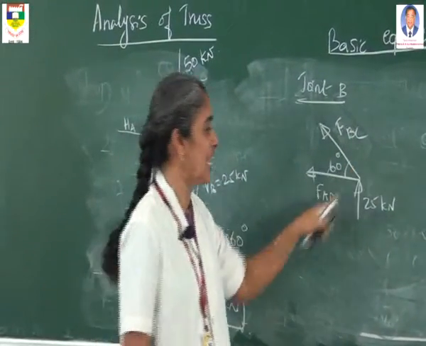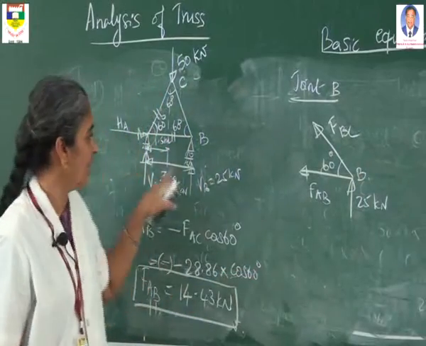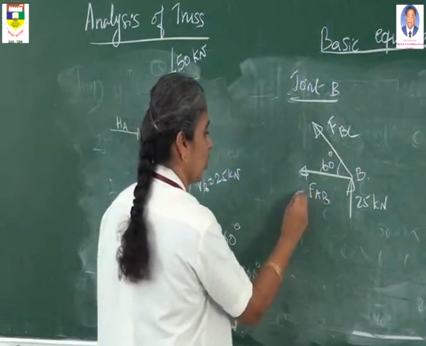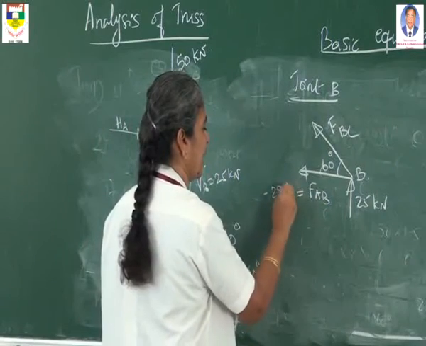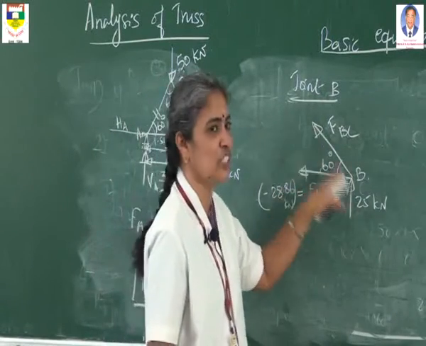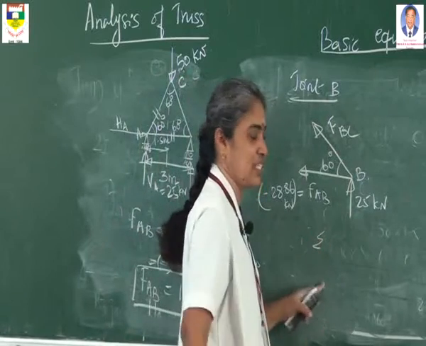And you have to consider the equilibrium of which joint? Joint B. Already we determined FAB, so you know the FAB value. FAB is equal to minus 28.86 kilonewton. This value you already know. Now we have to calculate which value? FBC. For that I am going to apply any one expression.